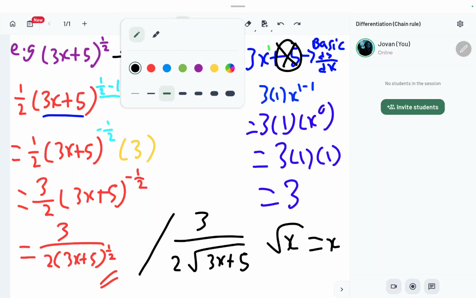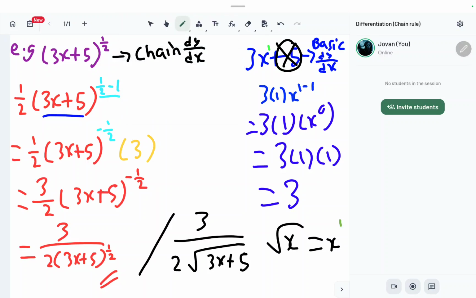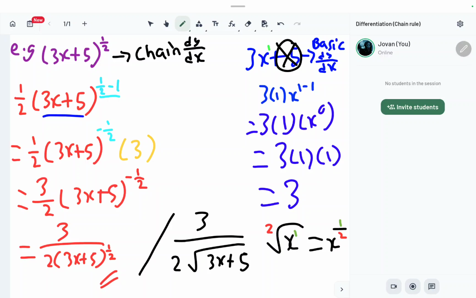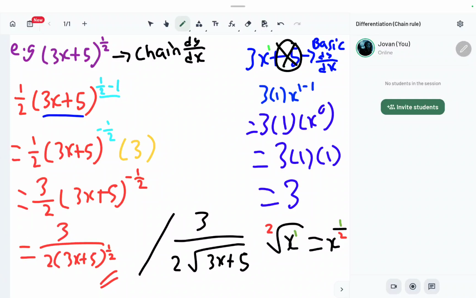Hold on, x power half, 1 over 2. Why? Because the square root outside always has a 2, and then the x always has 1 here. I'll take a screenshot first to show you, and I'll send it to you. I will show you my way of doing this differentiation question, and I'll send it to you as well. So that's it for chain differentiation.